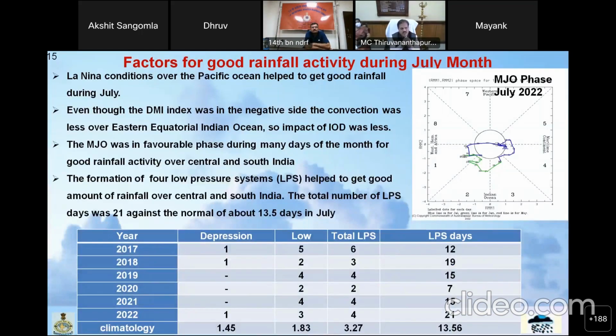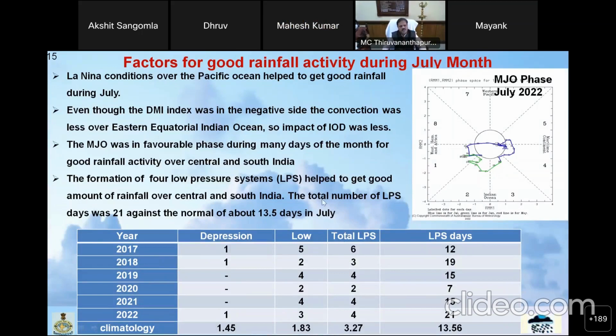Same thing I have just shown here in the right-hand side diagram. This MJO was lying from phase 2 to 5, which is favorable for rainfall activity over India. Now, all of us talk about La Nina conditions. The La Nina conditions are prevailing over the Pacific Ocean, and that helps the good rainfall activity, and it also helped the good rainfall activity in July.